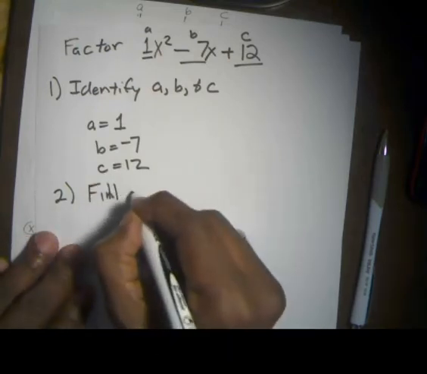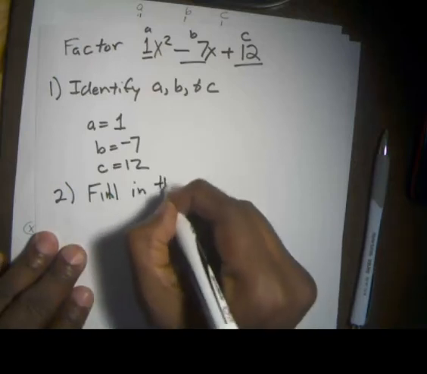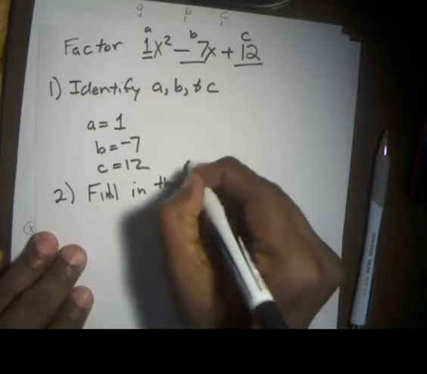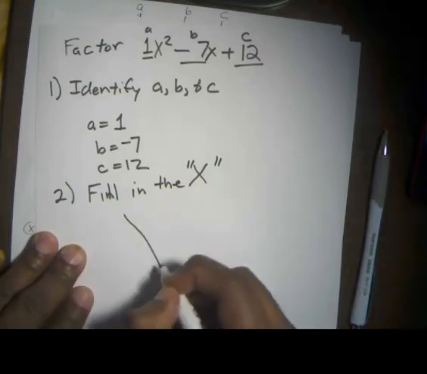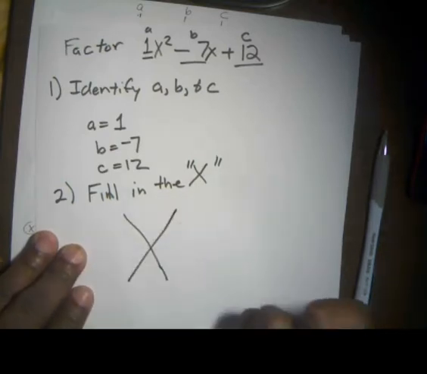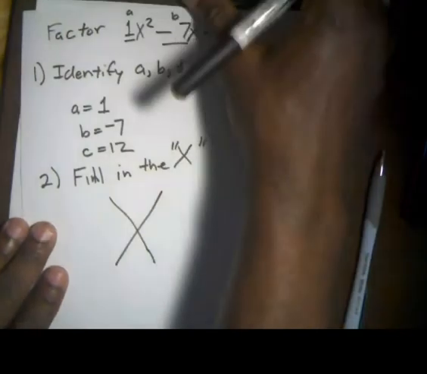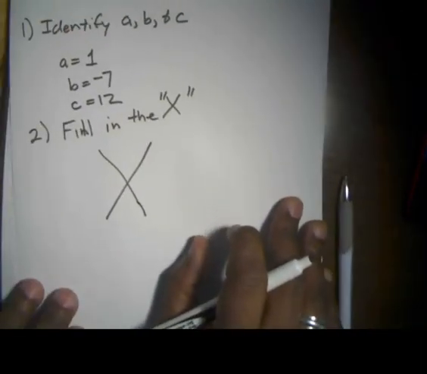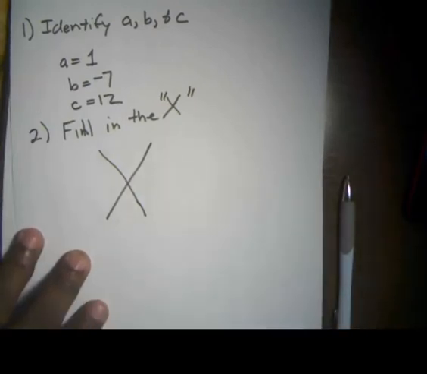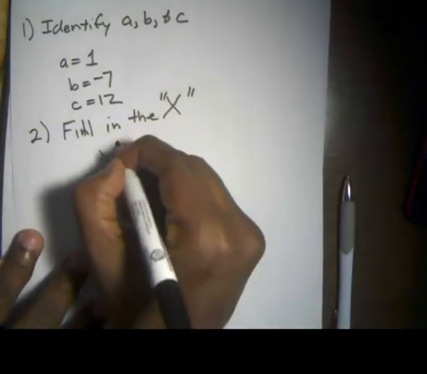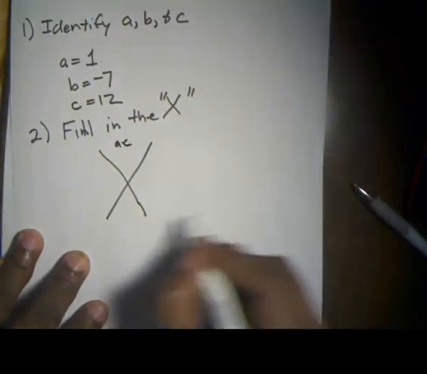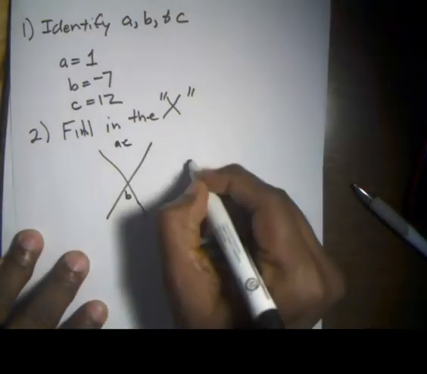Second thing we're going to do is we're going to fill in the X. So we're going to make a big old X. That's big enough. And we're going to fill it in. Give myself a little more room there. Okay. So what are we going to fill in with? Well, here I need A times C to go there, and I need B to go there.